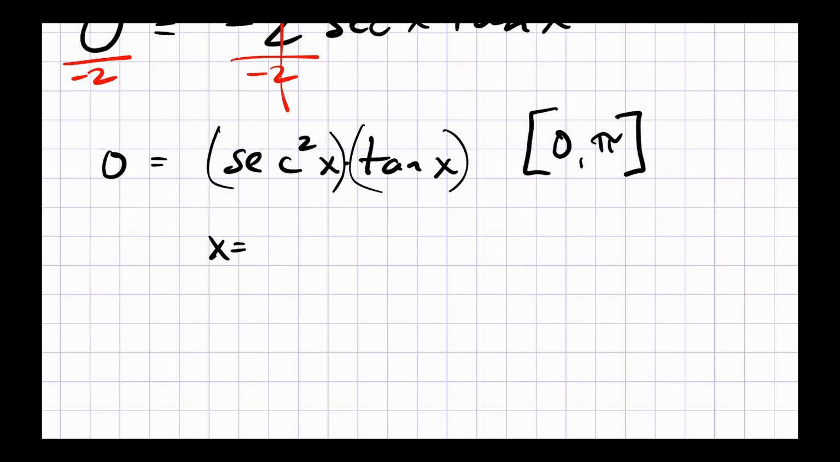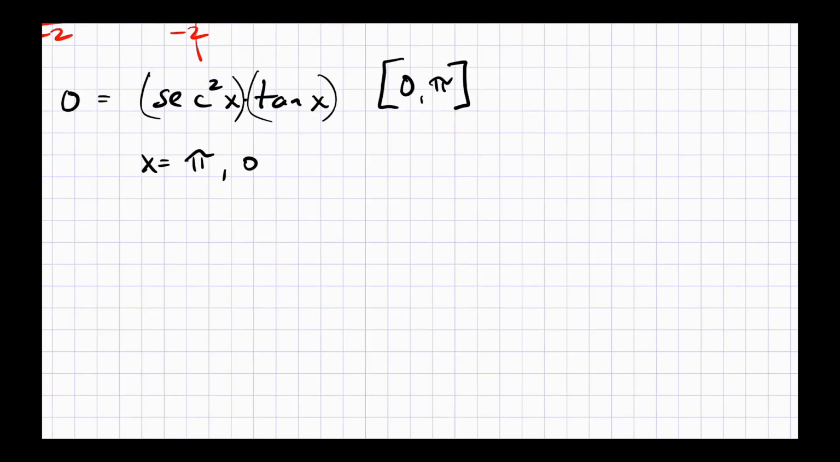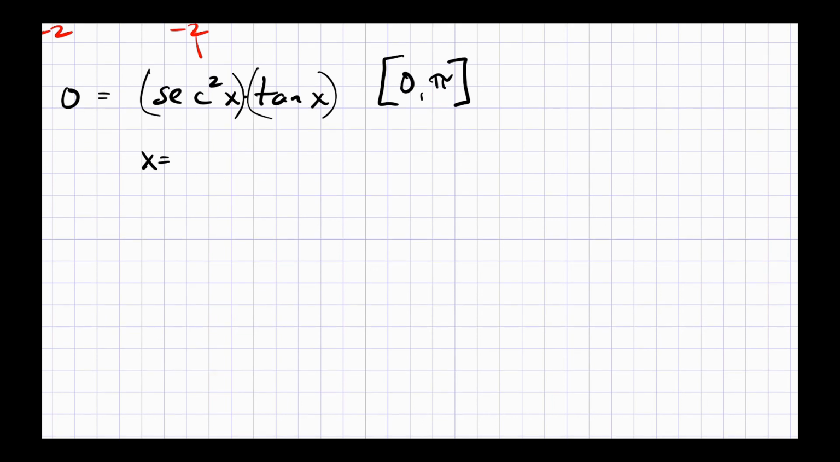So where is secant or tangent equal to 0 from 0 to pi? At pi, tangent is 0. Is there anywhere where secant is 0? Nope. And is there anywhere else? 0, also 0, right? Tangent is 0 at pi, at 0. Right? Those are our critical values. That's where we're going to have inflection points. Those are our inflection points. I should probably reverse them and put them in order. 0, pi.